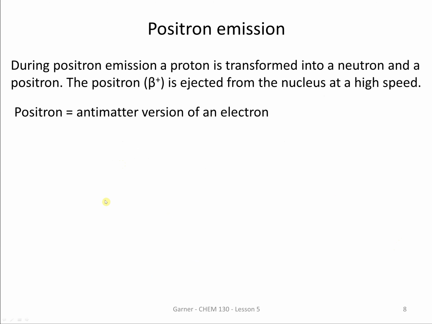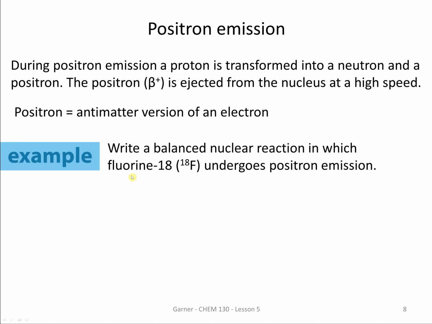All right, I want to take a closer look at positron emission as well. So positron emission, again, is a decay process in which a proton in a nucleus is transformed into a neutron and a positron. The positron, as we've seen, is often abbreviated with this beta plus, signifying that it's a positively charged electron. So it's a positron. It's the antimatter version of an electron. So it's like an electron, but with a positive charge.